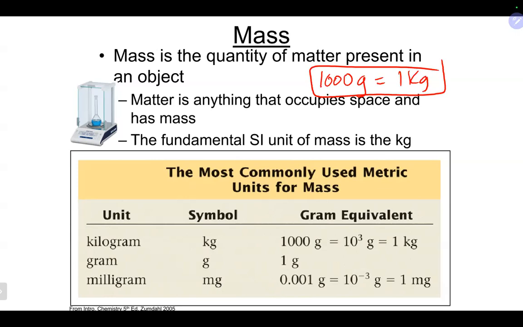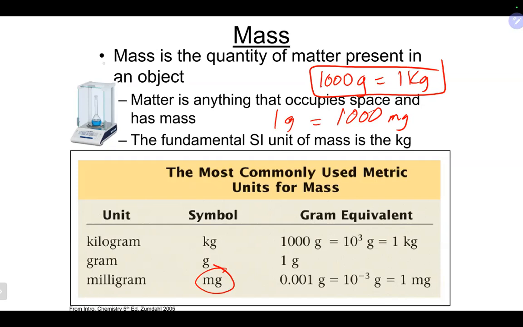Grams, kilograms, and milligrams are also very common units. So milligrams we do see a lot. Milli is the same conversion we saw there for liters. 1 gram is equal to 1,000 milligrams. So just like 1 liter is 1,000 milliliters, 1 gram is equal to 1,000 milligrams.